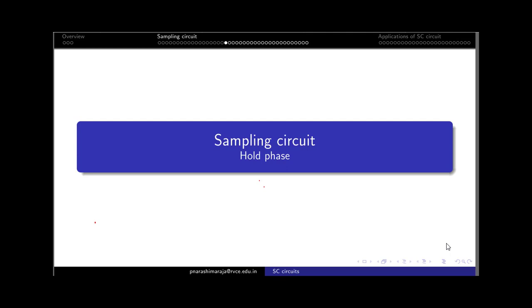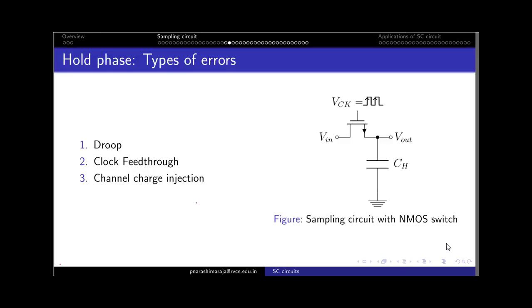Hello students, welcome to the second part of the switch capacitor circuit. So we will be discussing the hold phase, which is a phase in which the switch is off and the output capacitor CH holds the sampled data. But non-idealities in general cause some errors in the value held on the output capacitor CH.